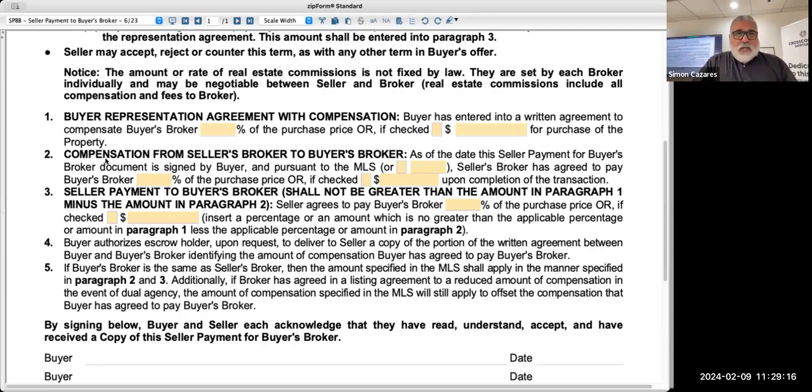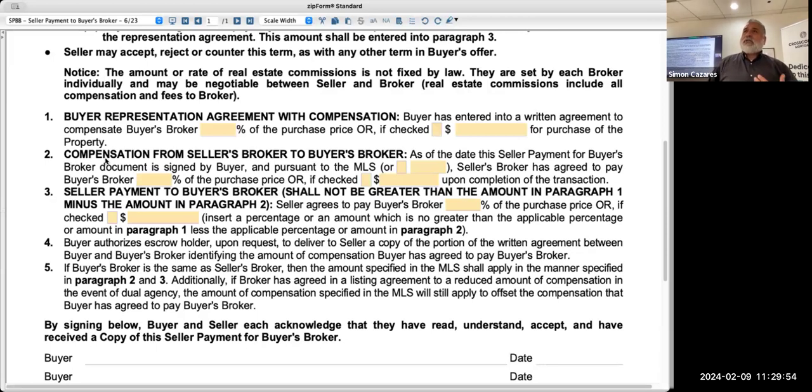All right, so number 3, seller payment to buyer broker shall not be greater than the amount in paragraph 1 checked, which is the inserted percentage or amount, which is no greater than the applicable percentage of the paragraph list, the percentage or amount. Number 4, buyer authorizes escrow holder upon request to deliver to seller a copy of the portion of the written agreement between the buyer and the buyer broker identifying the amount of compensation. Remember, transparency. So this is the authorization that the buyer gives to have this as part of the escrow.